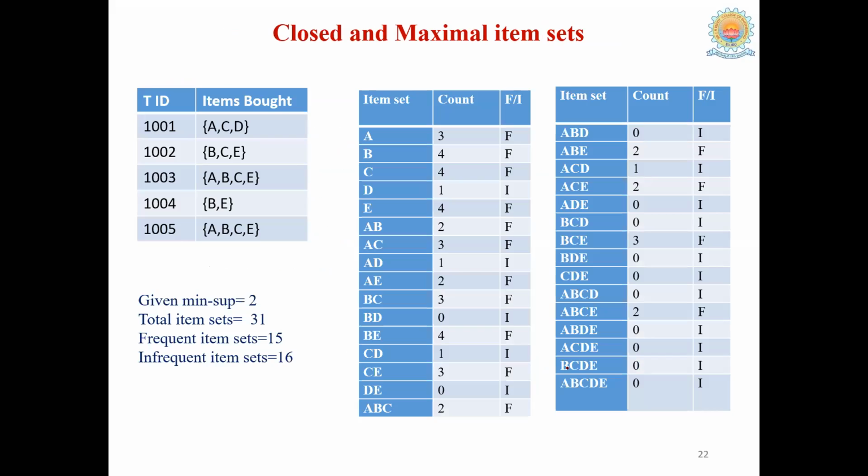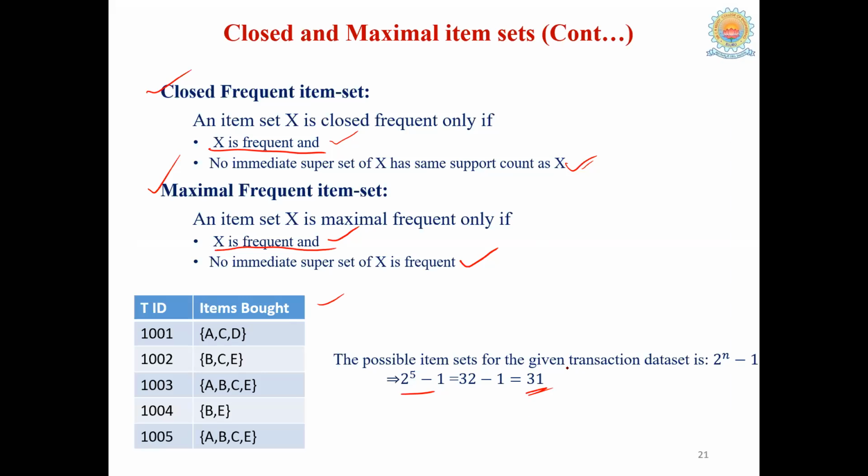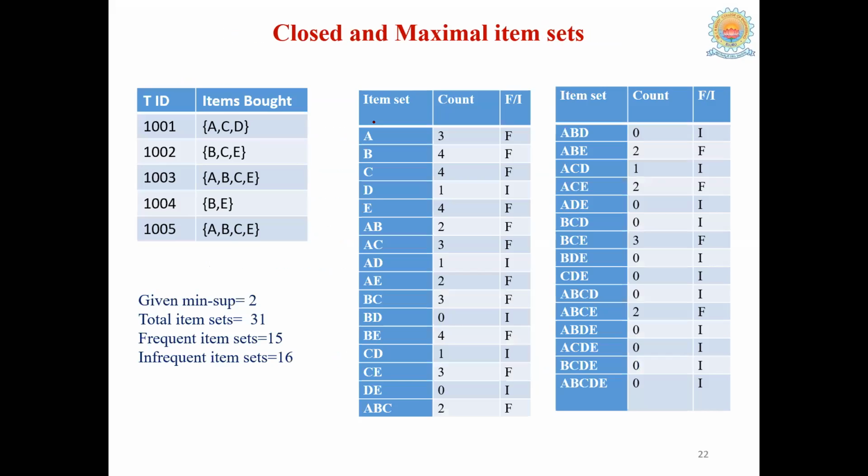First, we need to filter out all infrequent item sets. Why? Because the first condition is X should be frequent, right? The first condition in both closed frequent and maximal frequent item sets is that X should be frequent. For that, we need to remove all infrequent item sets.